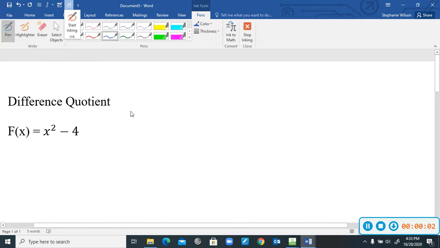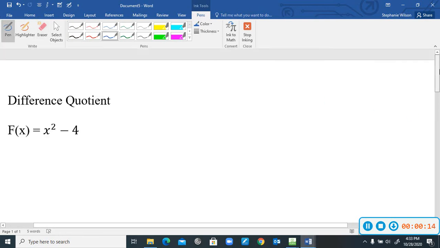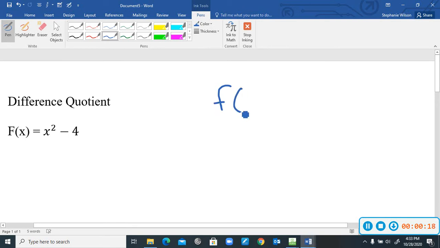Difference quotient. A difference quotient is going to be using this formula of f. Hang on, let me write it down. We're going to take f of x minus h minus my f function, all divided by h.